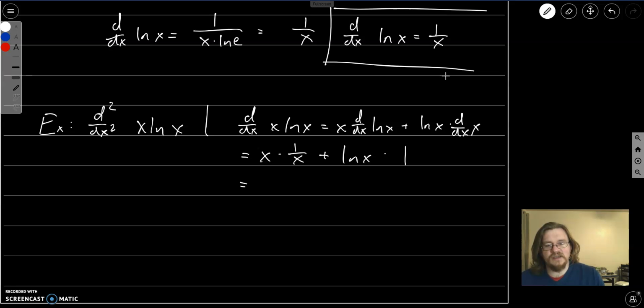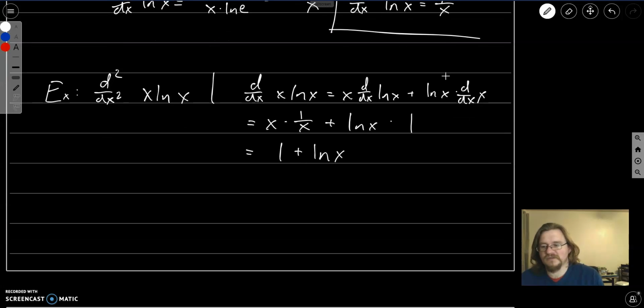This simplifies down pretty nicely. x over x is just 1, and the natural log of x is just going to be natural log of x, because if we multiply anything by 1, it's unchanged. So this is a pretty easy derivative, because then the second derivative of x natural log of x is just going to be the derivative of this guy.